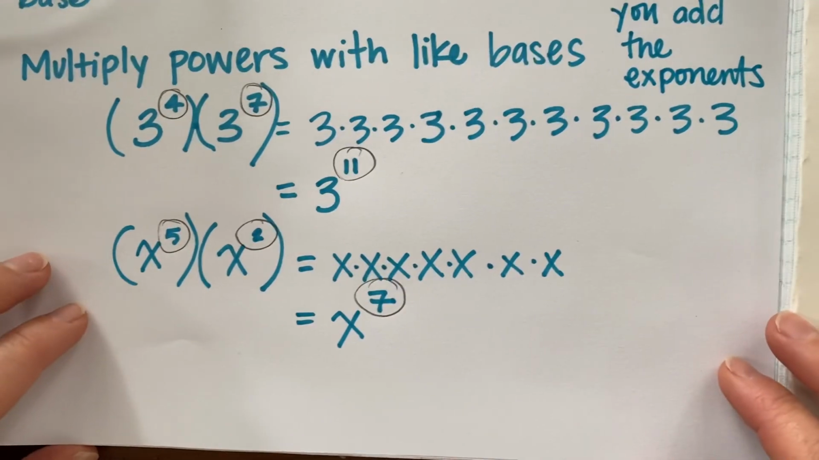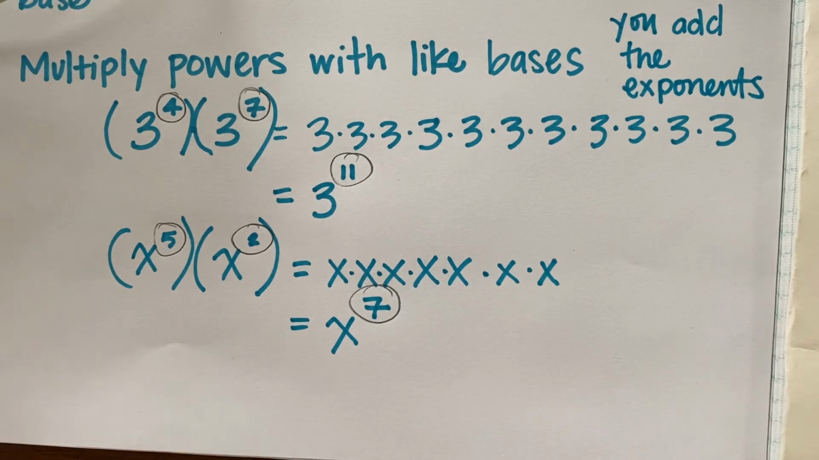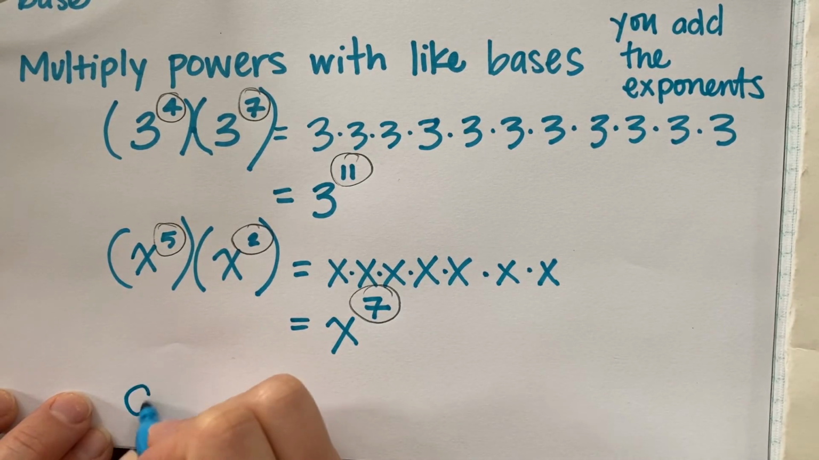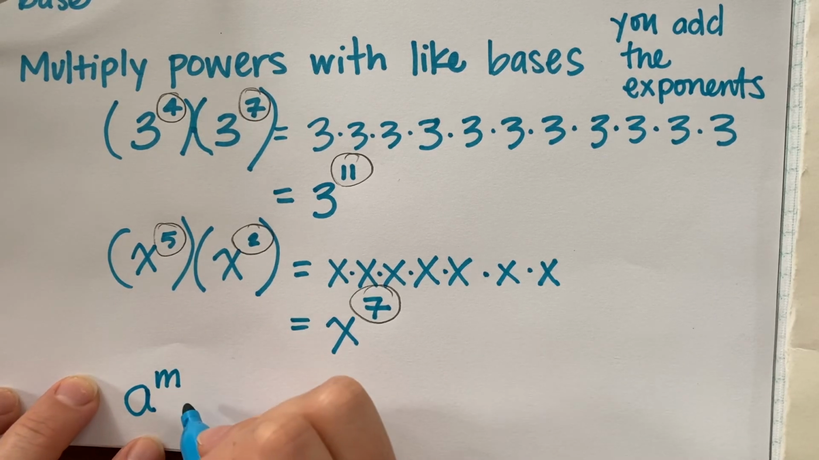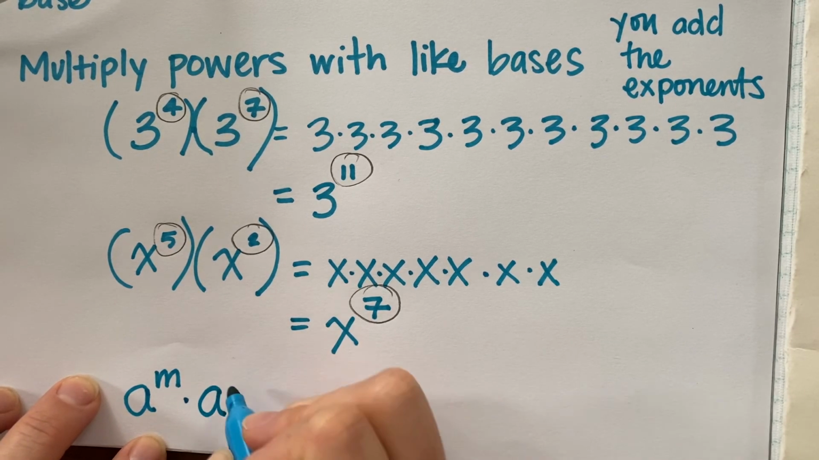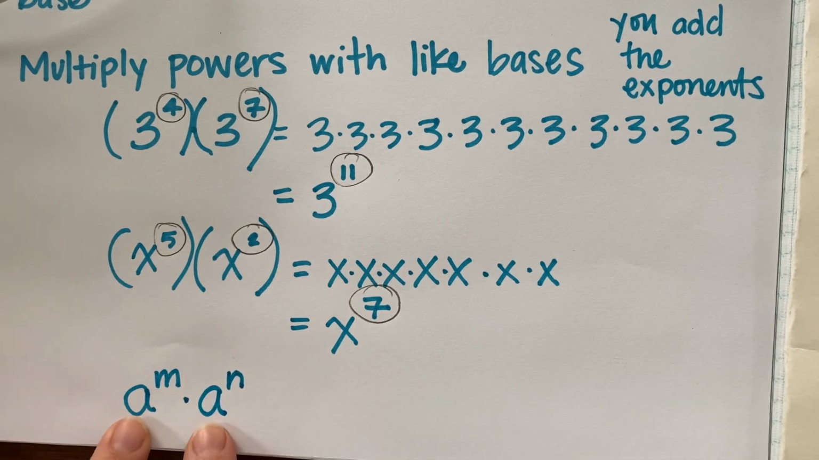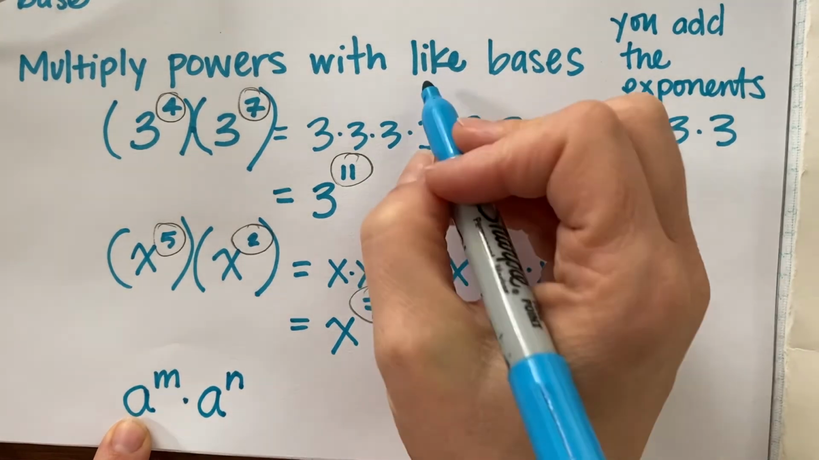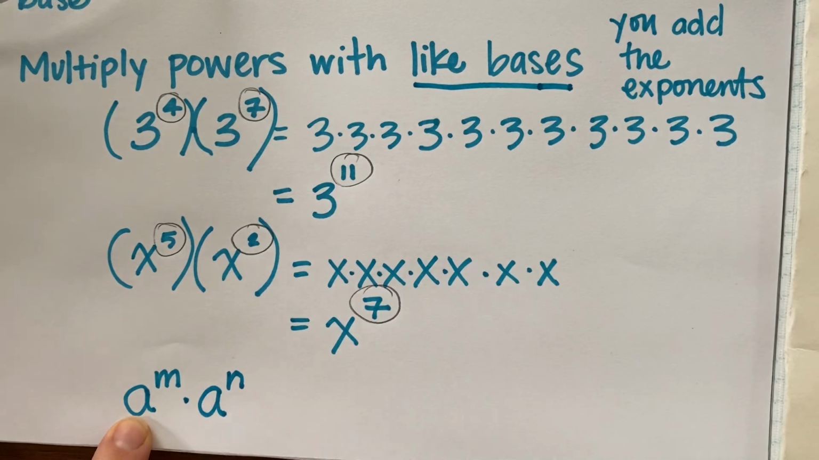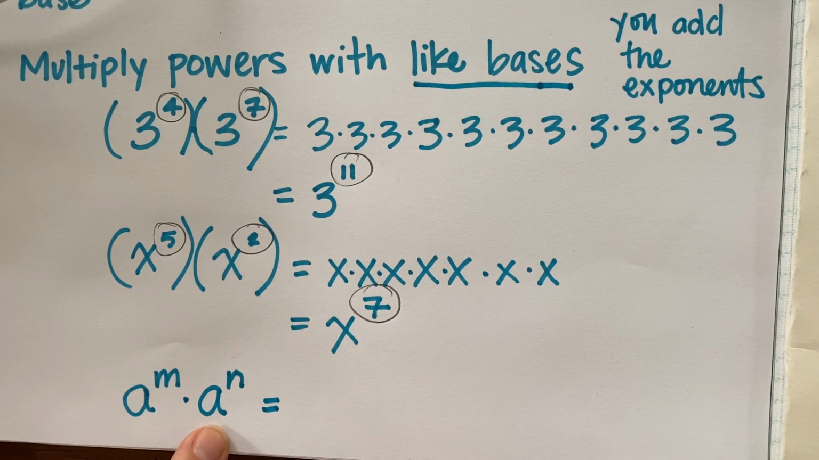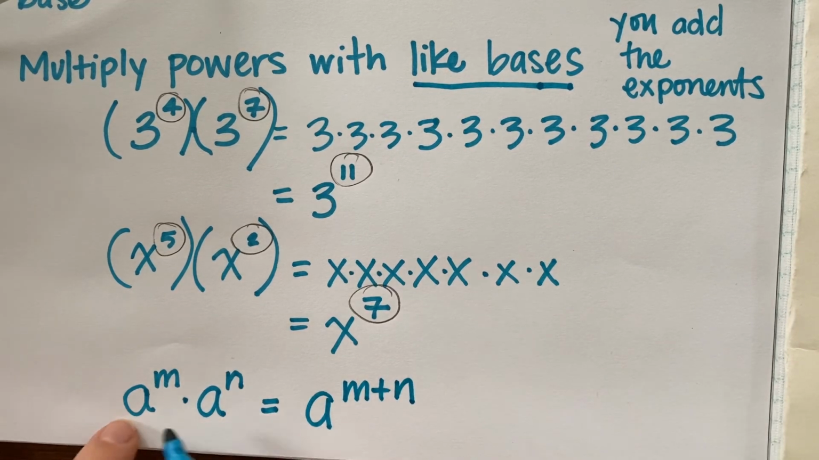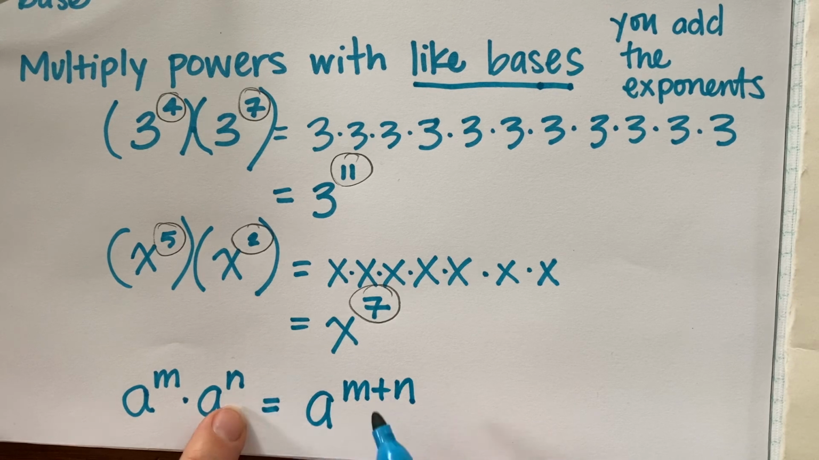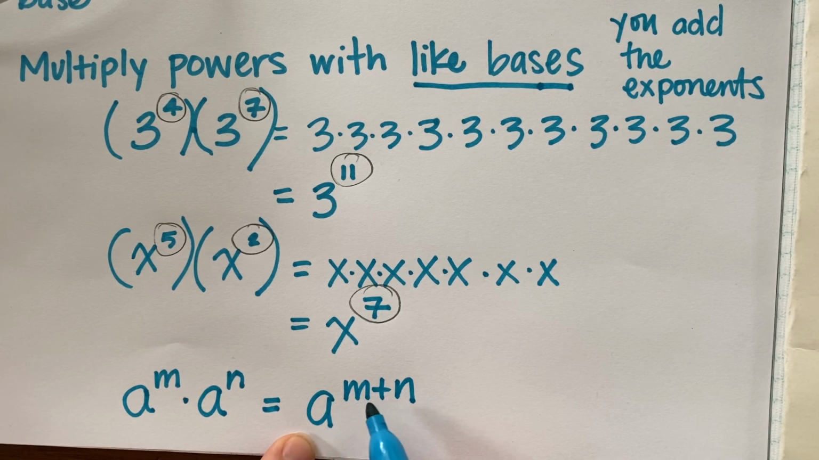Or we could generalize this and use any number. So any number a to the m power, just any power, times a to the n power. Notice that the bases are the same, like bases. You're going to add the exponents. So you'll get a to the m plus n. A to the m times a to the n is equal to a to the m plus n.